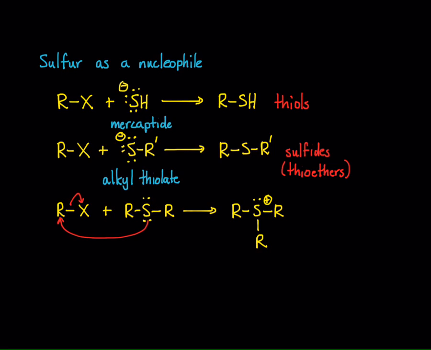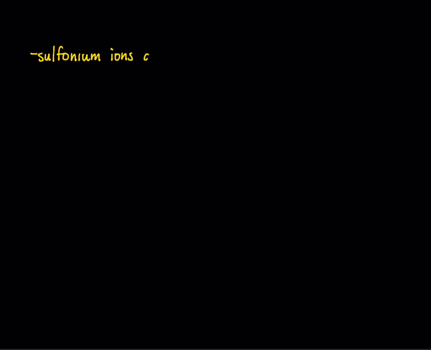So now I have 3 alkyl groups on that sulfur, and now the sulfur has a positive charge. This is called a sulfonium ion. So we have a sulfide that reacts with an alkyl halide. The sulfide is a nucleophile, and it produces a sulfonium ion. Now the sulfur is electron deficient, which means what? That sulfonium ion is a good electrophile. Well, how can we use this to our advantage? We can use sulfonium ions as what we call alkylating agents.